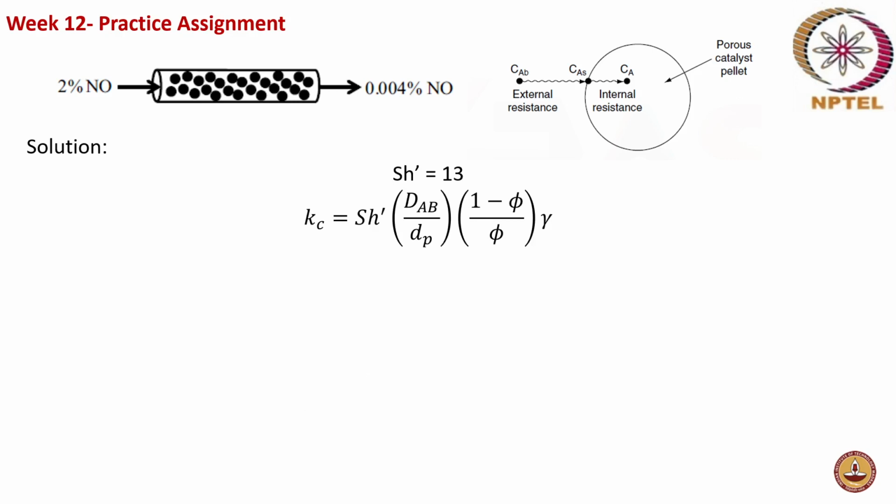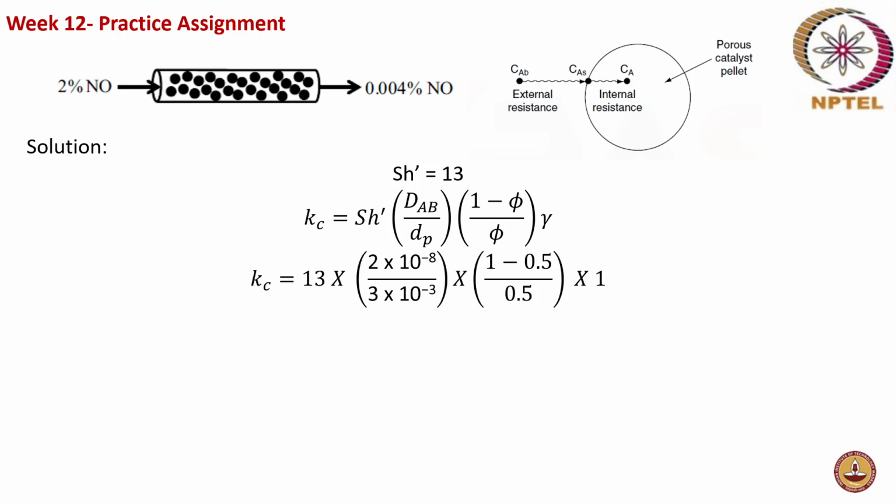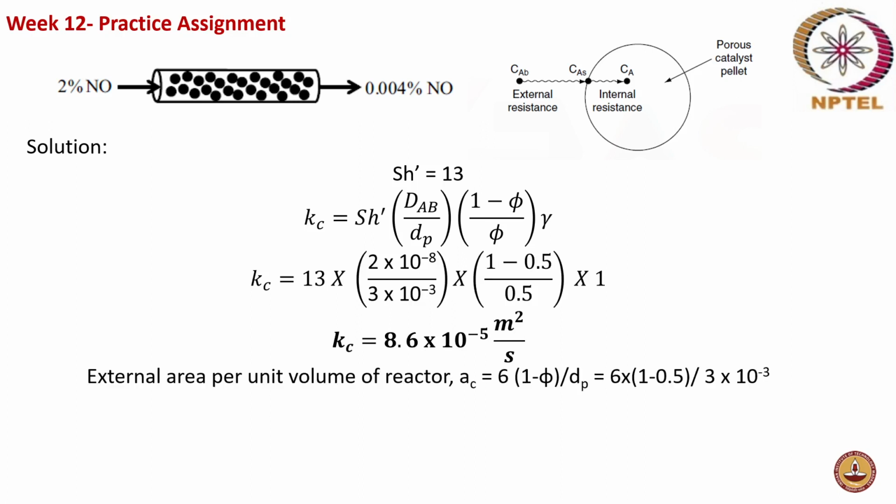So from this, the mass transport coefficient is the modified Sherwood number into diffusion coefficient divided by diameter of the particle into 1 minus phi by phi into gamma. So substituting the value of all, you will get the mass transport coefficient to be equal to 8.6 into 10 power minus 5 meter square per second.